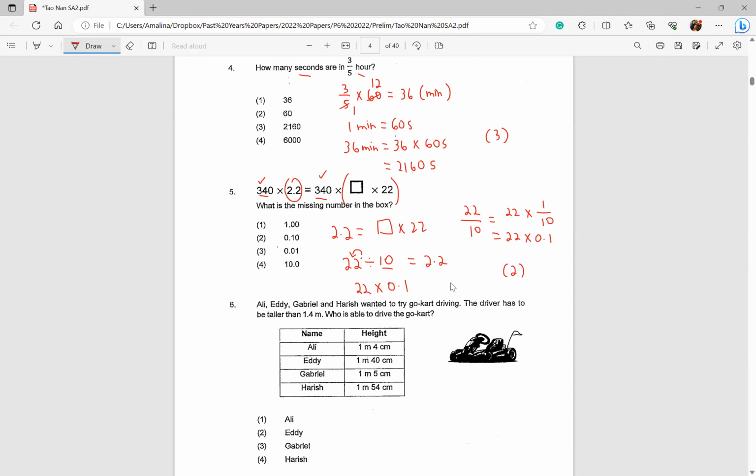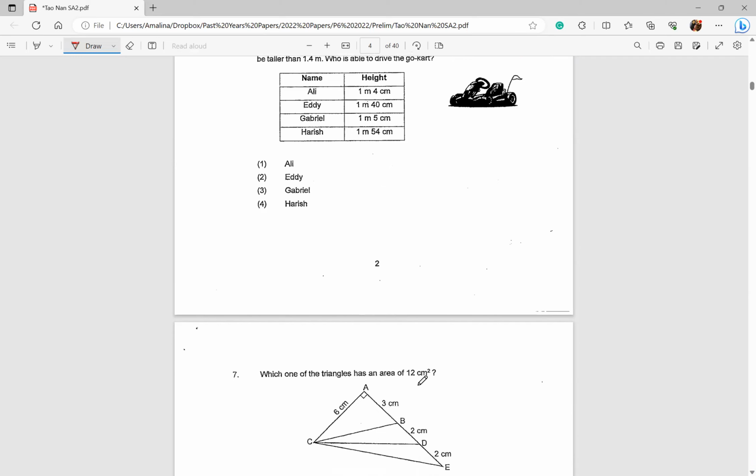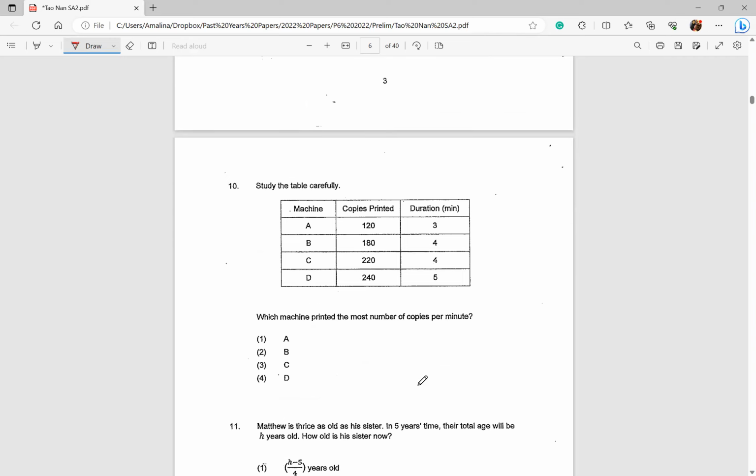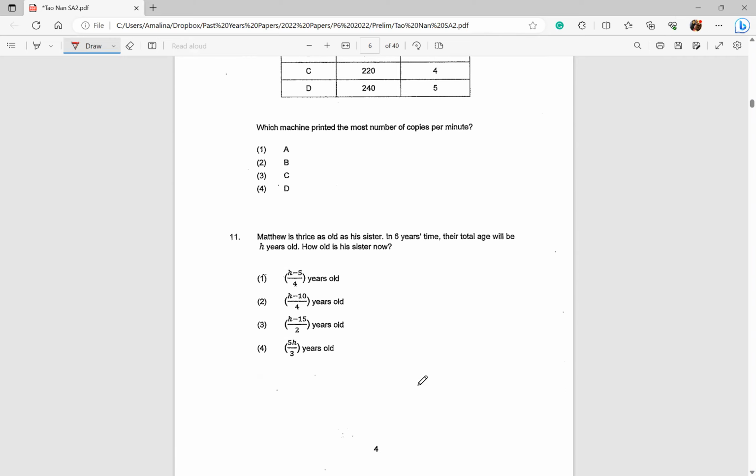Okay, question 6, I will just keep this. I think it's quite straightforward. You only have to convert your cm, meters and cm. Okay, question number 7 is actually quite straightforward as well, so I will just keep. Okay, question number 10, I will also skip. Now let's go to question 11.